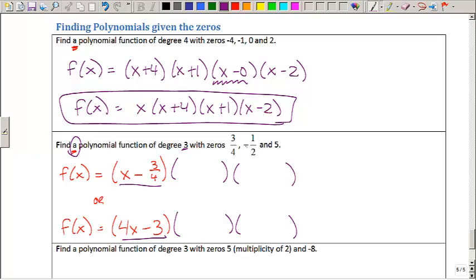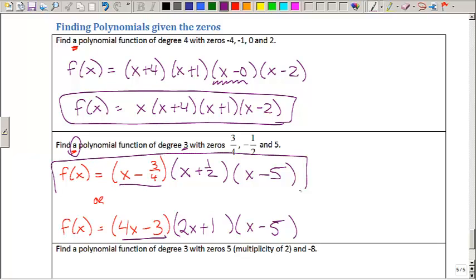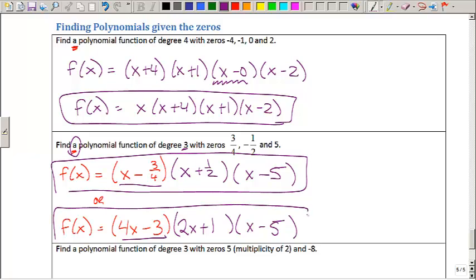The next one I have a 0 of negative 1/2, so I could write that x plus 1/2, or I could write 2x plus 1. Notice the signs are opposite in both of them. And the last one, everyone probably is going to agree with x minus 5 being the most simple factor for a 0 of 5. Either of these are both acceptable. I wouldn't necessarily make you put both of them, but if I asked for a polynomial function, you could give me the first one, and your neighbor could give me a second one, and you're both going to get it correct.